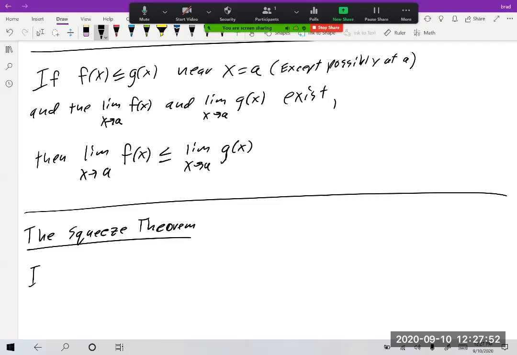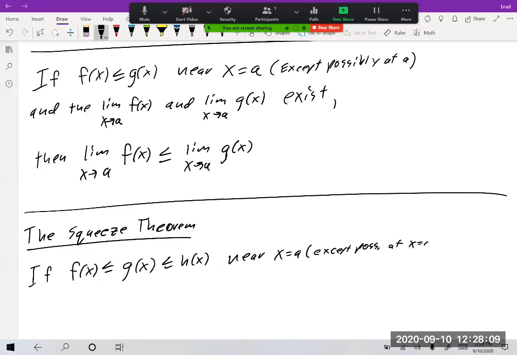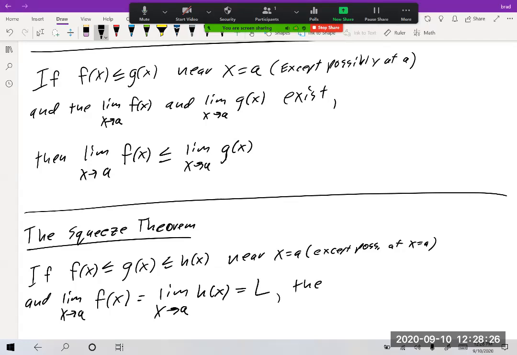So it's if f of x is less than or equal to g of x, and g of x is less than or equal to h of x near x equals a, except possibly at x equals a, and the limit as x approaches a of f of x equals the limit as x approaches a of h of x, and they both equal some L, then the limit as x approaches a of g of x must also equal L.